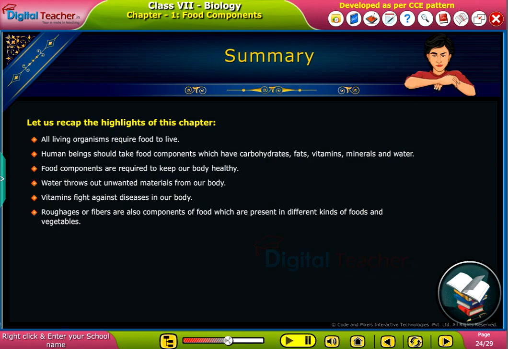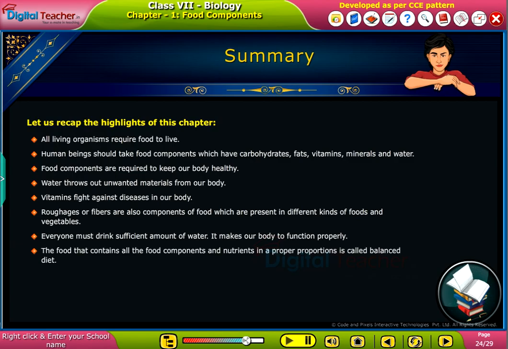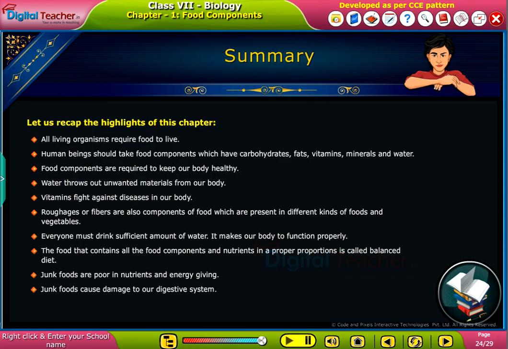Roughages or fibers are also components of food which are present in different kinds of foods and vegetables. Everyone must drink sufficient amount of water. It makes our body function properly. The food that contains all the components and nutrients in proper proportions is called balanced diet. Junk foods are poor in nutrients and energy giving. Junk foods cause damage to our digestive system.